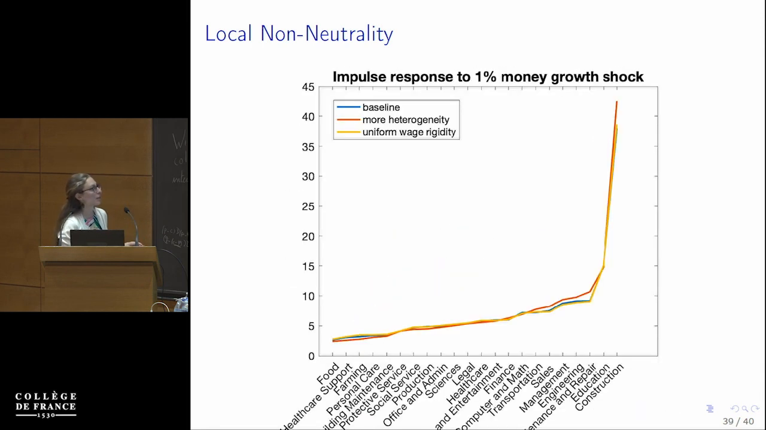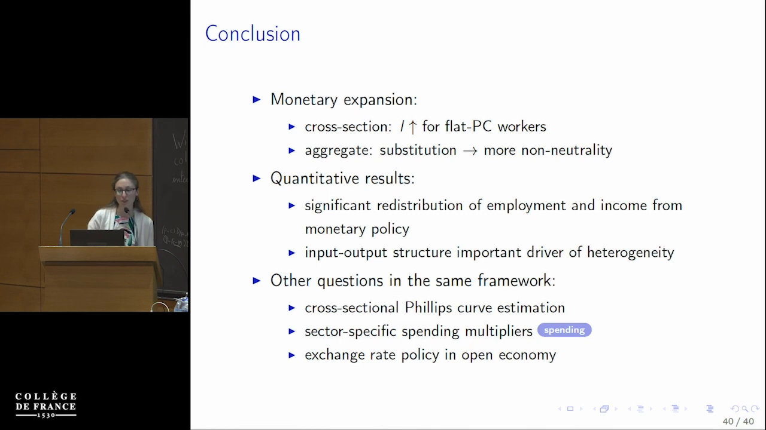All right, so I guess I'm about out of time, so let me skip to the conclusion. In this paper, I show that monetary policy has important cross-sectional effects, whereby different agents' income depends on how they interact with the production side. In the cross-section, I show that employment increases by more for what I characterize as flat Phillips curve workers. And in the aggregate, the ability of the economy to substitute towards these workers increases monetary non-neutrality. Quantitatively, I find that the cross-sectional effect is significant, and that it is mainly driven by the input-output structure.